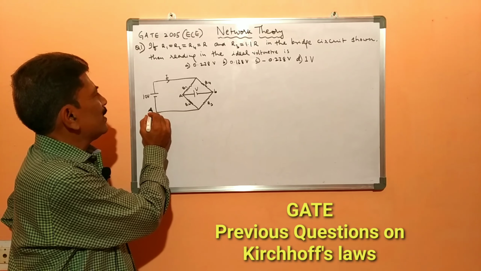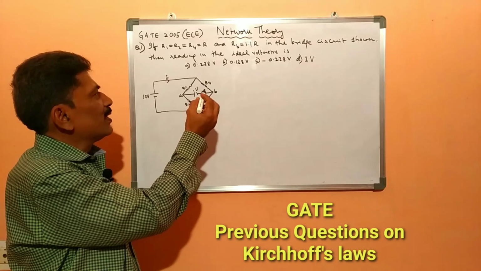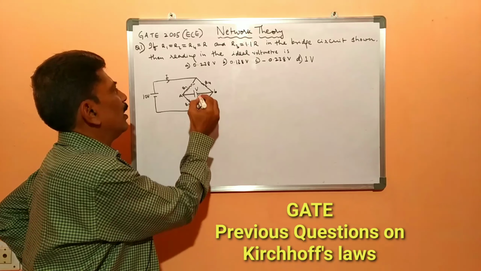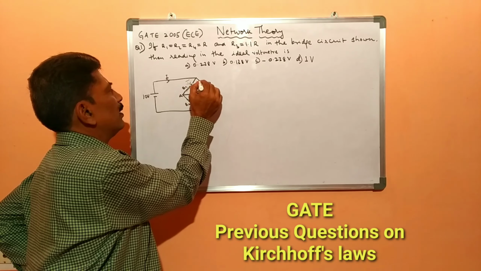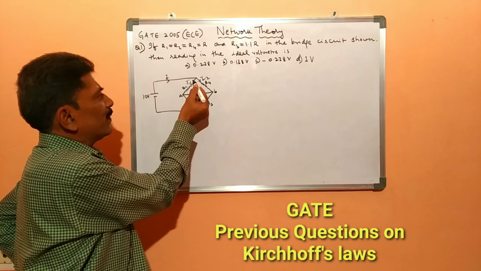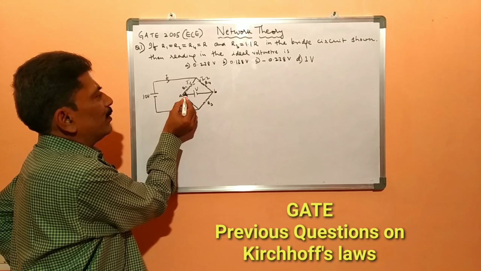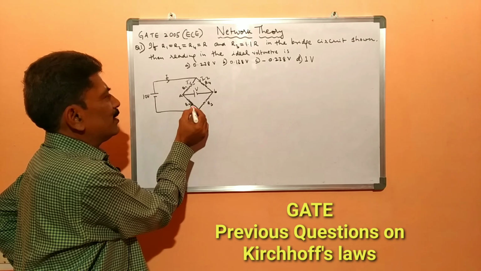Here the 10 volt battery is given, and its supply current is I amperes. This current will split into I1 and I2, and it may pass through this branch and this branch.